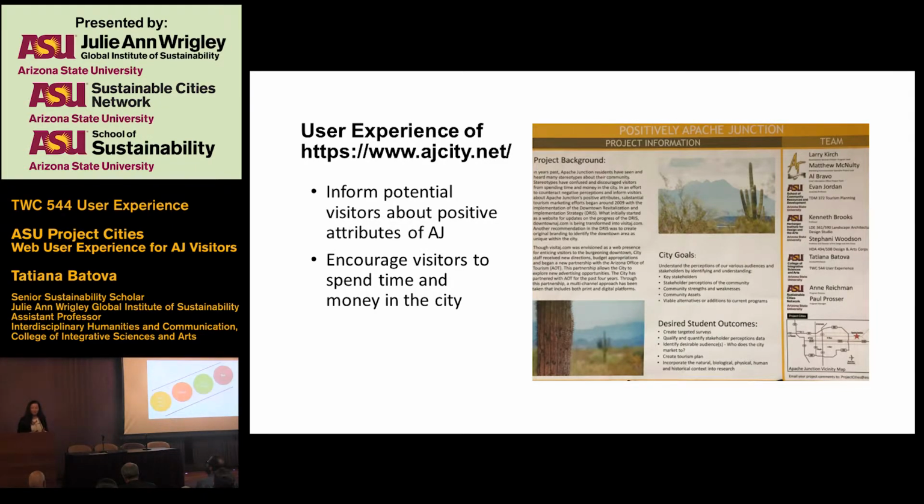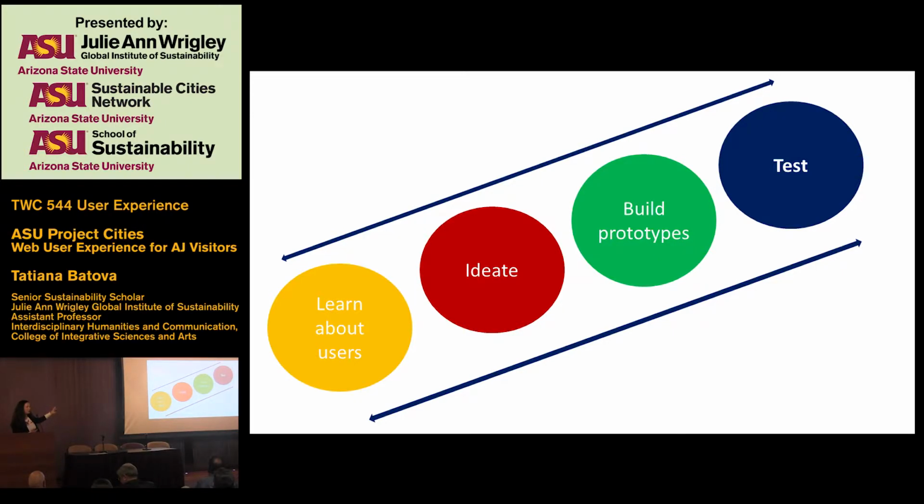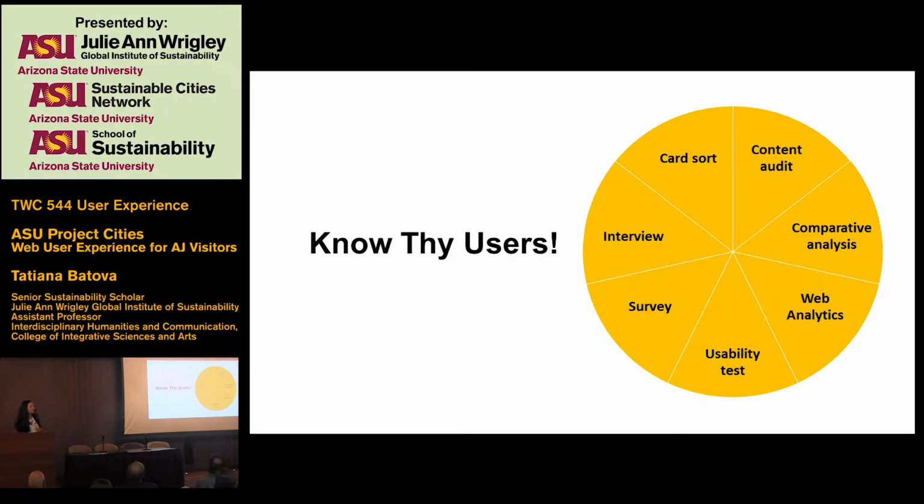So we take this as a goal and have a process of first learning about the users. Once we know about the users or potential visitors of the city, the users of the website, we ideate. So we brainstorm for ideas of how we can make things better. Once we have that, we build prototypes or improved versions of a website. And once we have the prototypes, then we do a lot of testing because we want to make sure that what we created is actually better than what we started with. And the mantra of the class is to know thy users, so we use a variety of methodology.